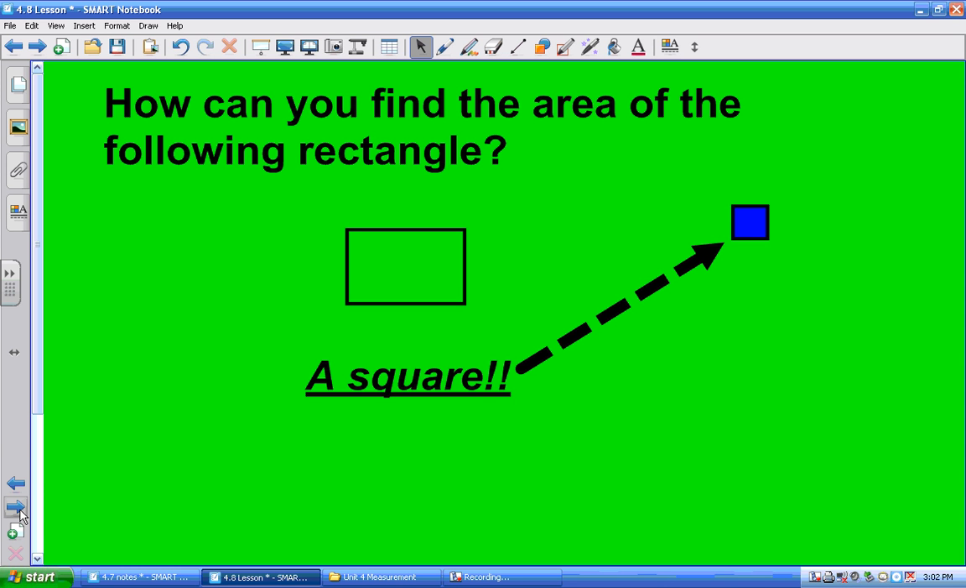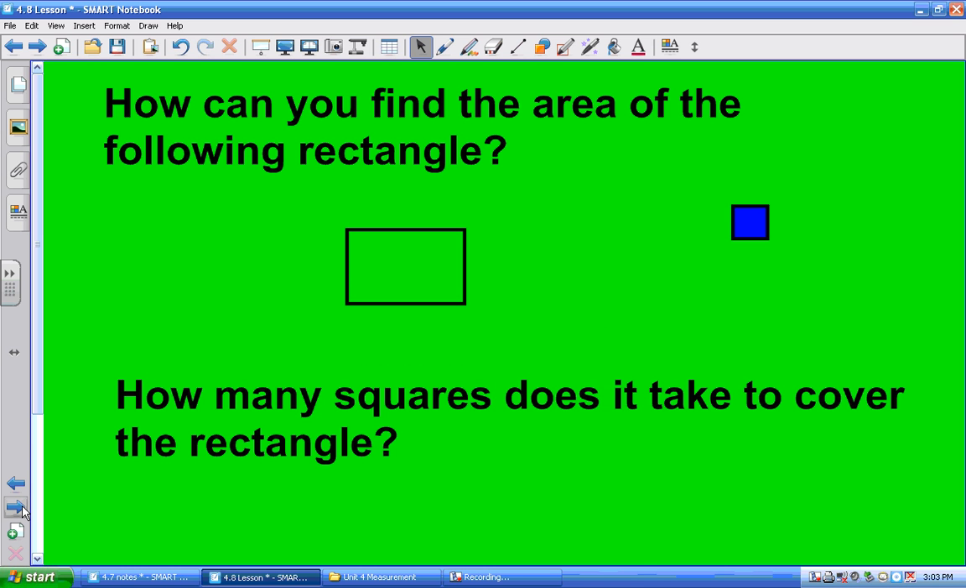I'm going to grab my little machine right here, and put that up. There you go. 1. Well, it's not supposed to do that, but it does. That's 2. And that's 3. And that's 4. And that's 5. And that one is 6. So, how many square units does it take to cover this rectangle, Ryan? 6 square units, exactly. So this one is 6.